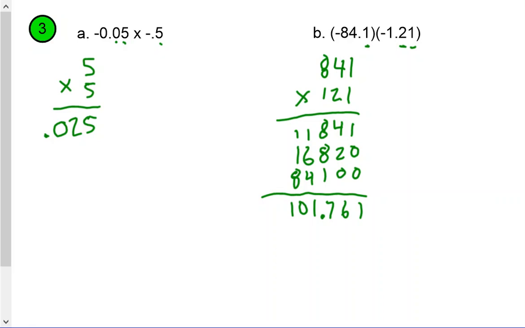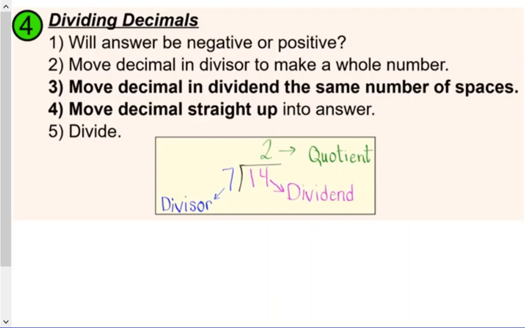Okay, and if we ask ourselves, does this answer seem reasonable? The question we were trying to solve is basically 84.1 times 1.21. So it's one copy of 84.1 plus 21/100ths of a copy of 84, and so this answer would be reasonable. Alright, so there's how we multiply decimals, and now let's look at dividing.